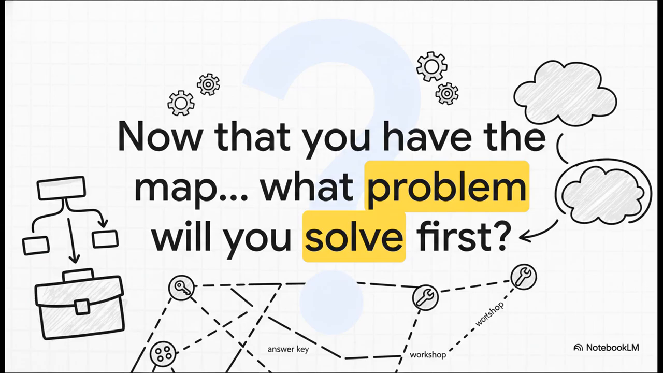So there you have it. We've laid out the entire toolkit, from figuring out if you have an answer key, to picking a classification or a clustering tool, all the way to choosing the right workshop for the job. You officially have the map. So the only question left is, what problem are you going to solve first?